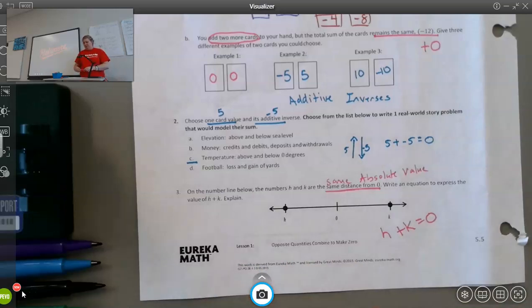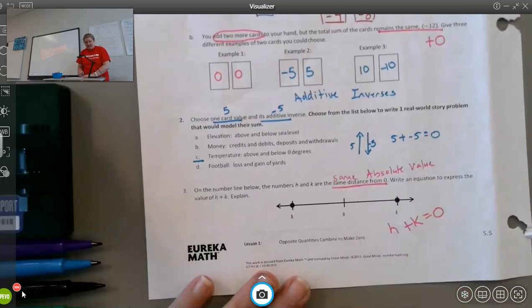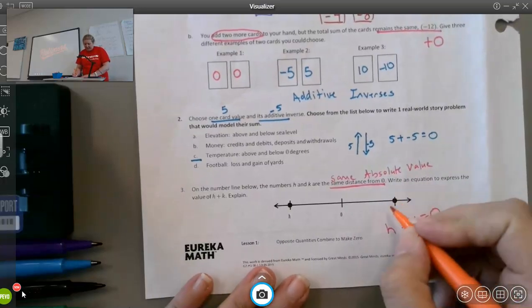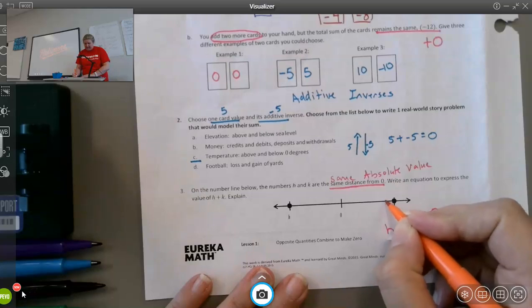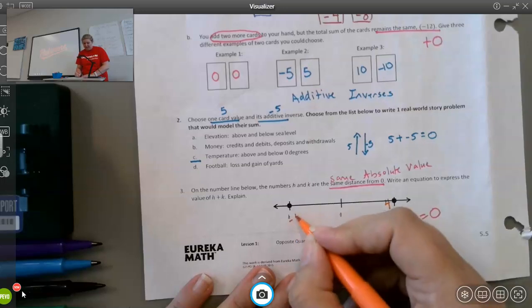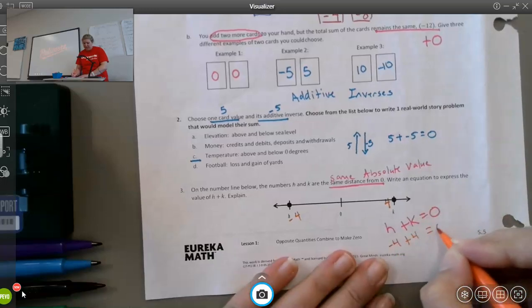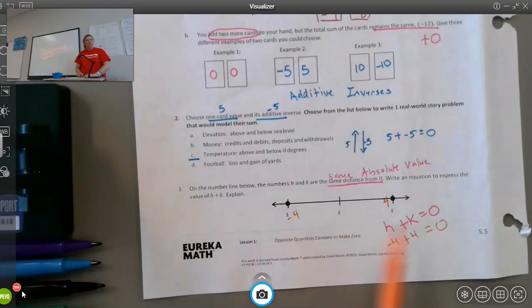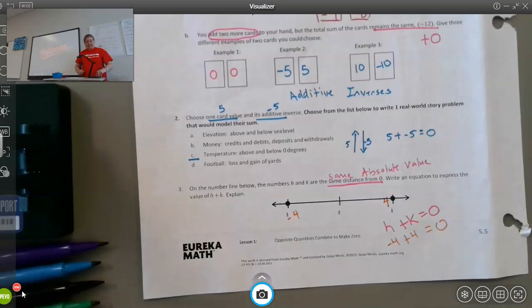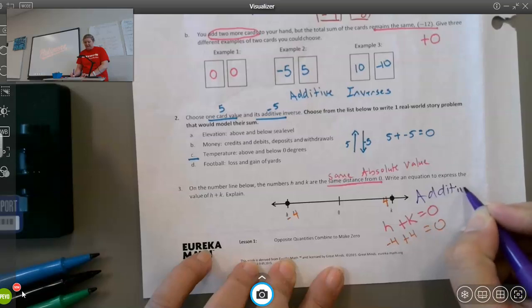Now, just to prove that, I'm going to assign a value for h and k. So what if k is the number 4? Then h would be its opposite, or additive inverse, so it would be negative 4. Negative 4 plus 4 is 0. Regardless of what number we have here for h and k, we know they're the same distance from 0, which means they have the same absolute value, which means h and k are additive inverses.